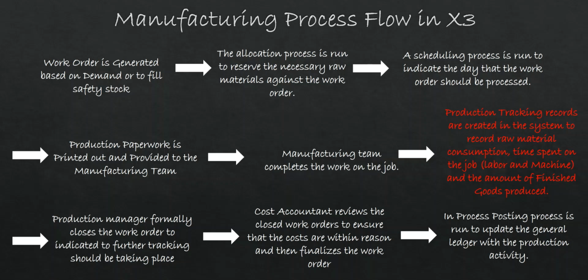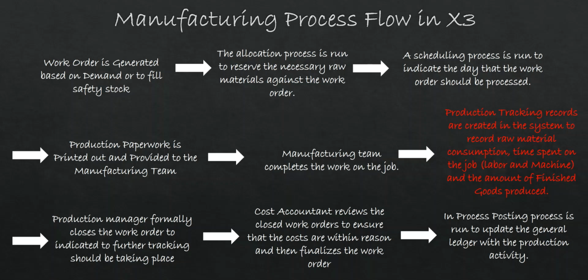After this step is completed, the production manager would formally close out the work order to indicate that no further production trackings are going to take place, followed by a step where the cost accountant within the organization would review the closed work orders to ensure that there weren't any mistakes made in the production process. Okay, to make sure that the expected cost of the job is in line with the actual cost incurred on the job.